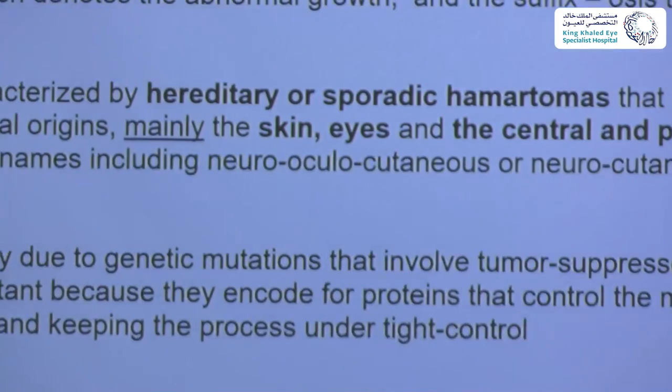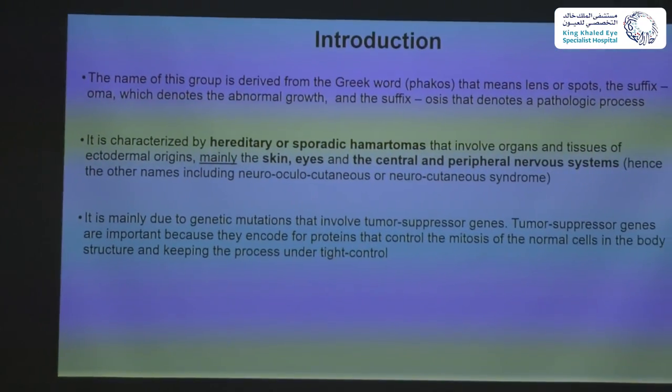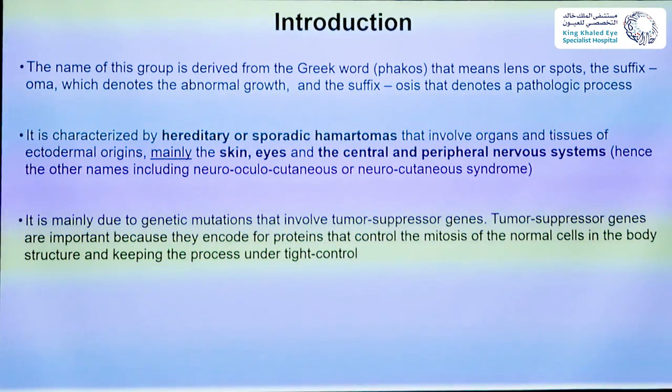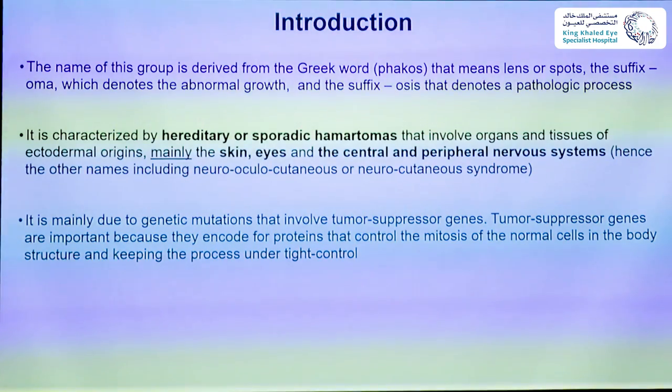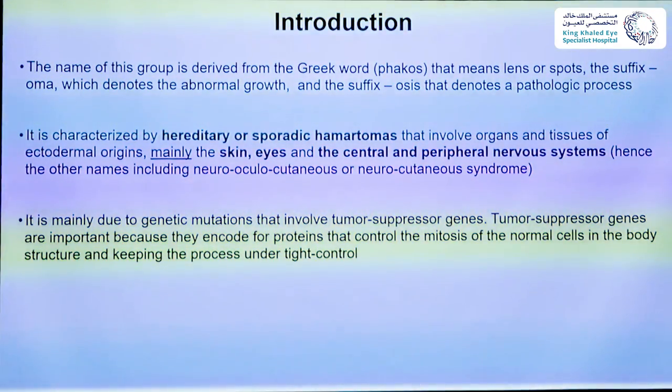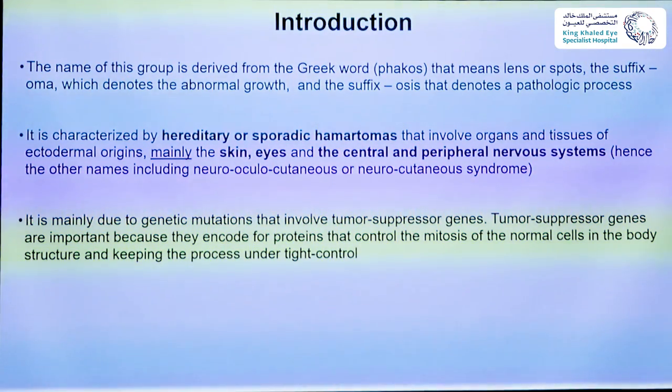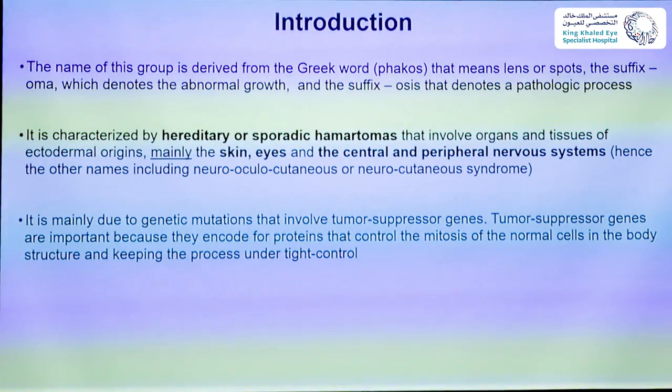So, the introduction of this topic: you should know the name that it derives from. It has many syllables. The first one is phakos, which means lens or spot, or spot shape. The oma denotes abnormal growth, and osis, pathologic process. Combining them together, it is a pathologic process that indicates abnormal growth of spot lesions or lens-shaped lesions that are mainly noticed on the skin.